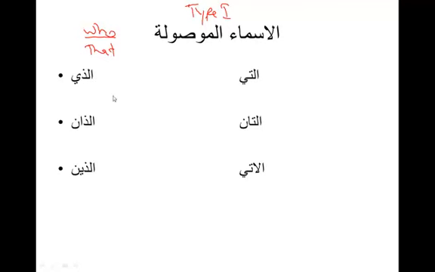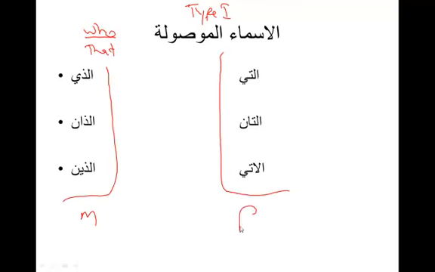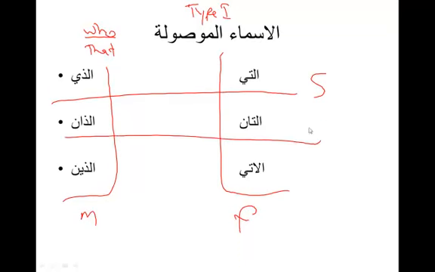Allati is the feminine. So this column right here is the masculine column. This column right here is the feminine column. This is singular. This is dual. This is plural. Okay? And all of them, you combine a pronoun before it. So this could be he, who, or it, that.